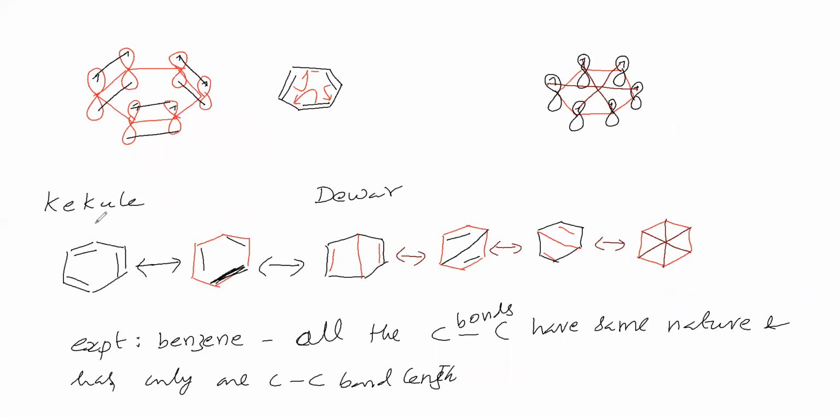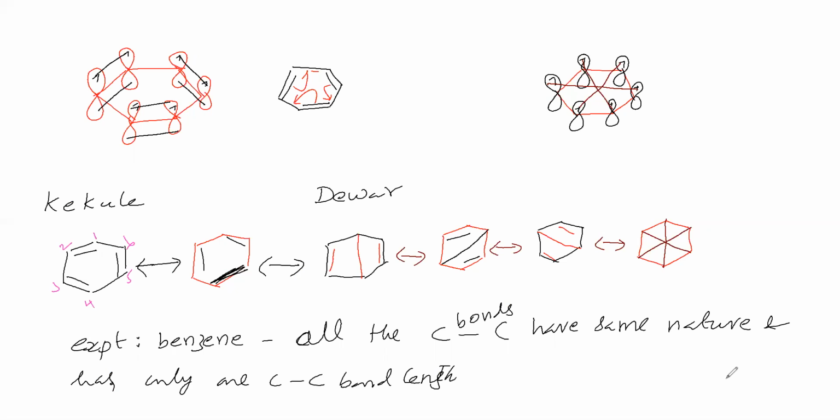Now here, in this structure, if you see, a pi bond is present. Now we will give numbering: first carbon, second carbon, third carbon, fourth carbon, fifth carbon, sixth carbon, like this. Here the pi bond is present exactly between 1 and 2. Between 2 and 3 the pi bond is not present. Between 3 and 4 the pi bond is present.